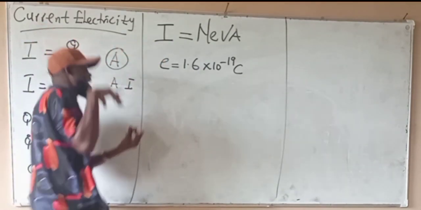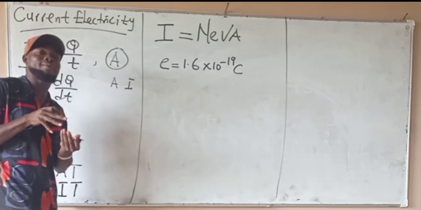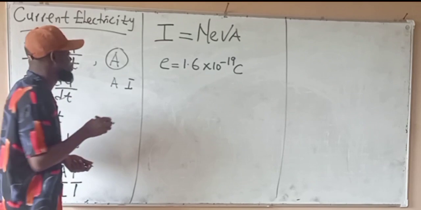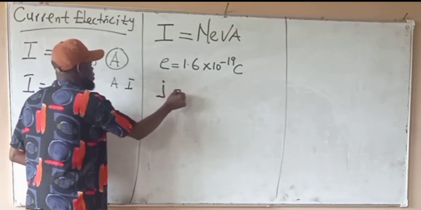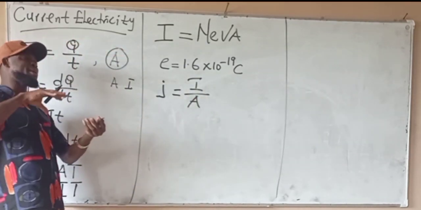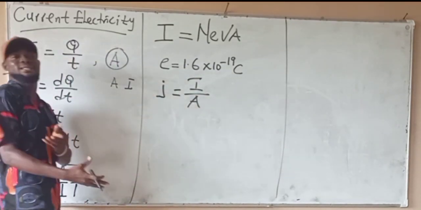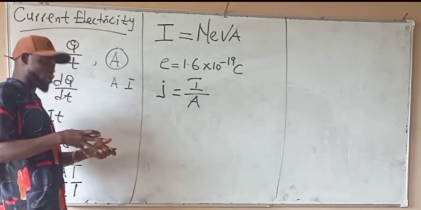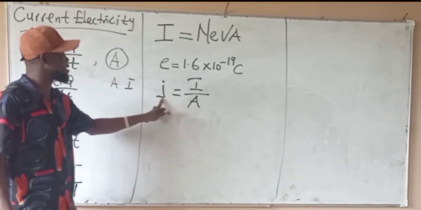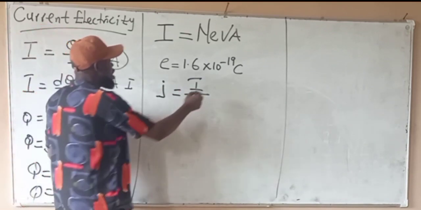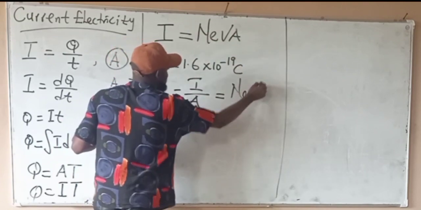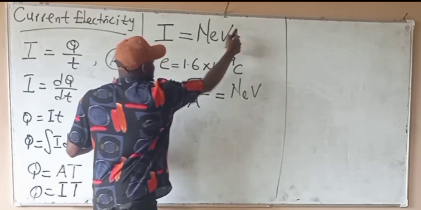Then the density of this current is called current density. The current density J is equal to current divided by area. So the current flowing in the conductor divided by the cross-sectional area of that conductor is called the current density. So J is current over area. Dividing everything by area, we have J equal to NE times V. There will not be A, so A will cancel out.